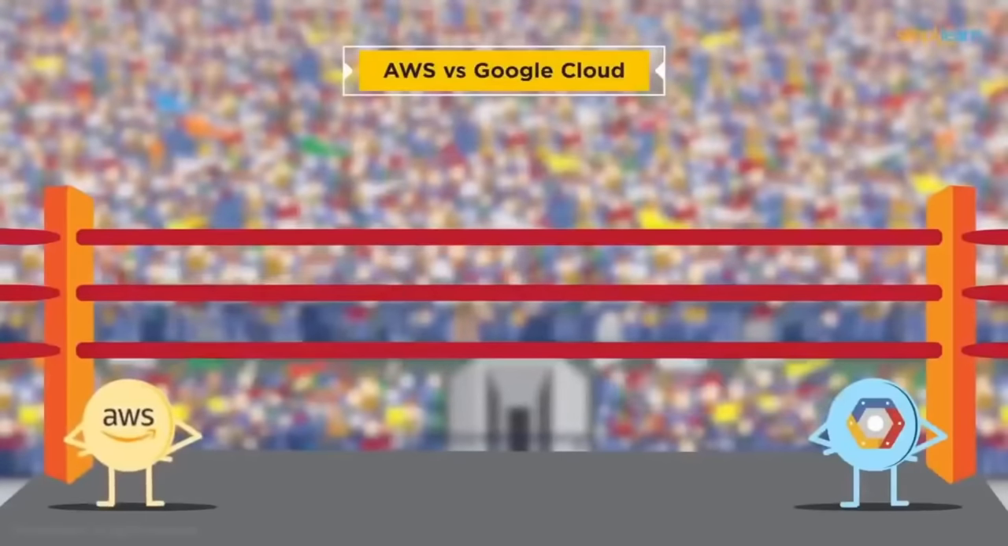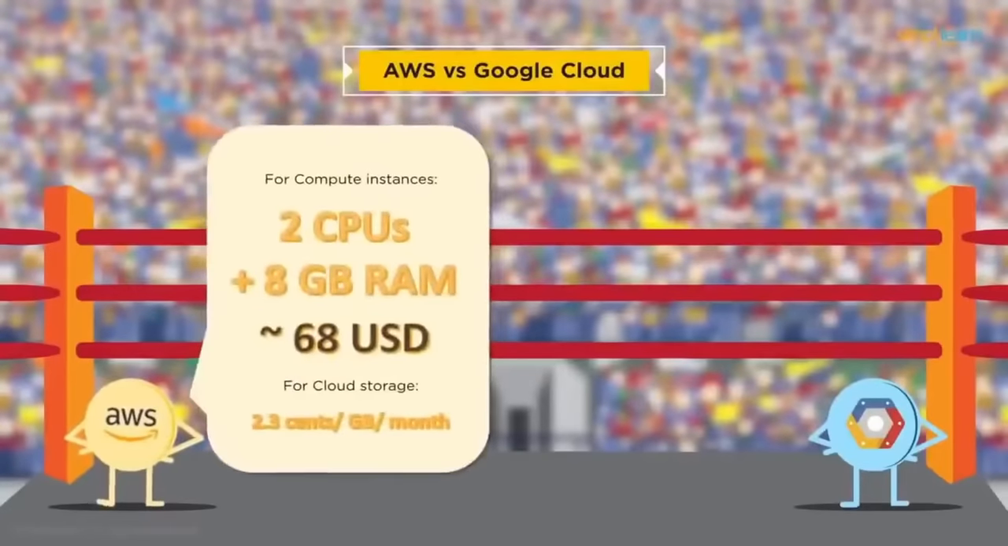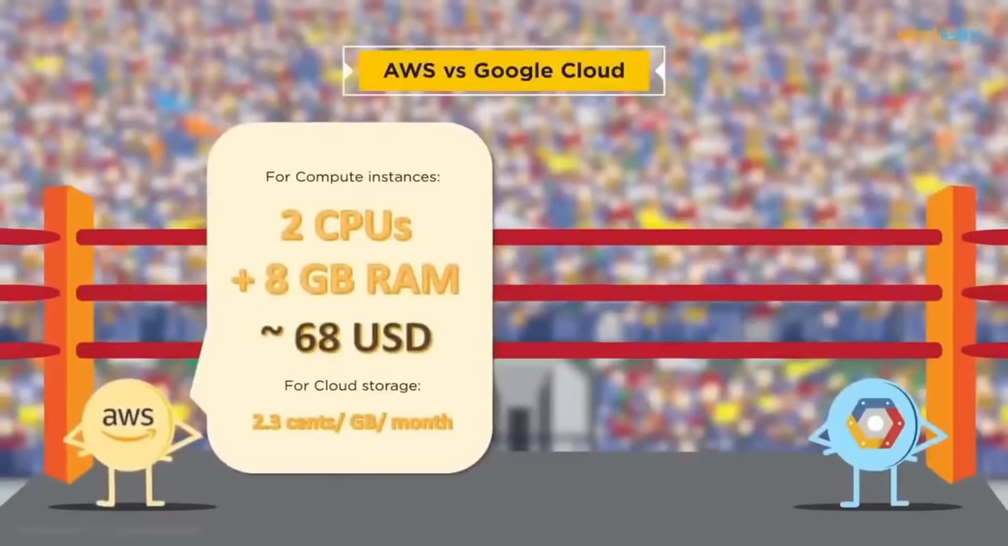Yes, we'll see. Now, let's compare a few things. For starters, let's compare pricing. For AWS, a compute instance of 2 CPUs and 8 GB RAM costs approximately $68. Now, a compute instance is a virtual machine in which you can specify what operating system, RAM, or storage you want to have. For cloud storage, it costs 2.3 cents per GB per month with AWS.